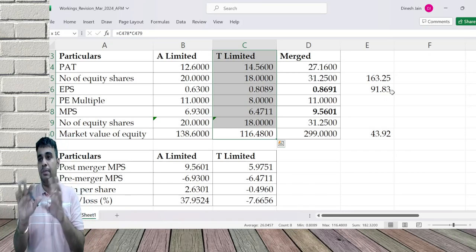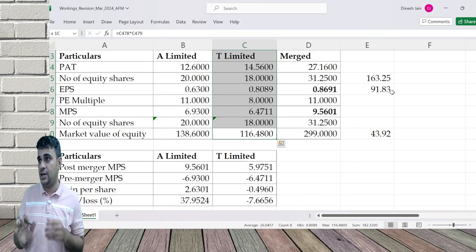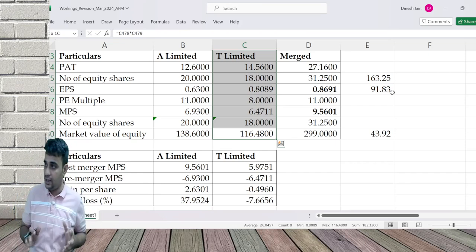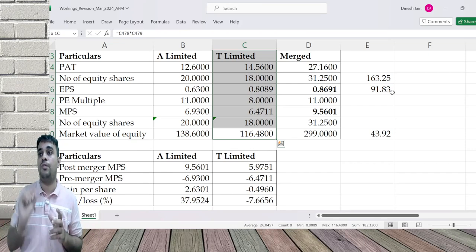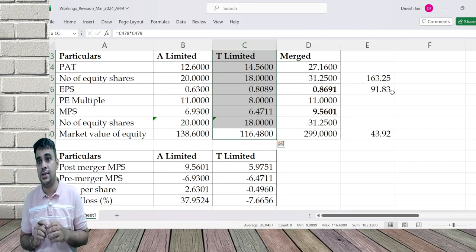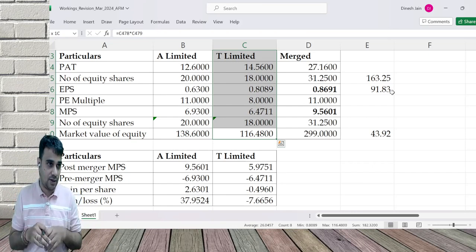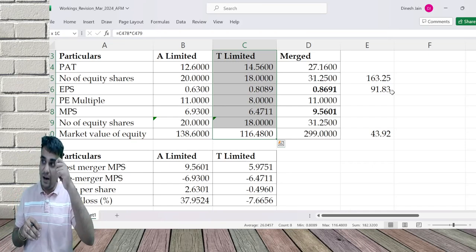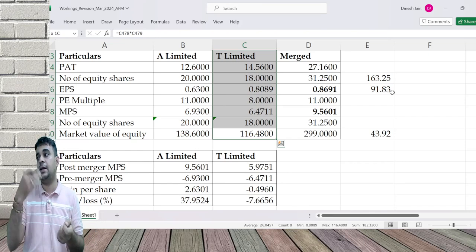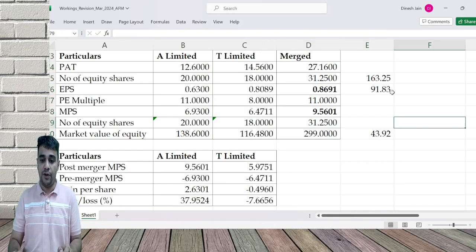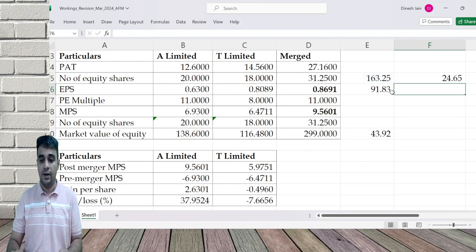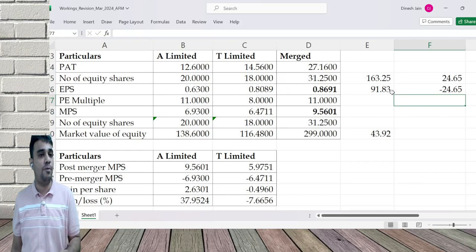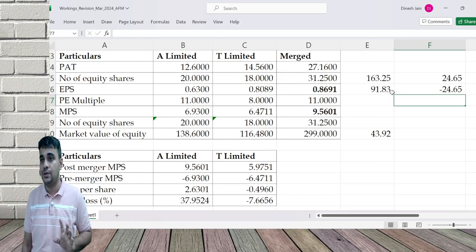Ideally, they should have given a better exchange ratio, but this exchange ratio basically means one party is going to gain, because the value of original shareholders' total gain is zero. Why? Because that's the assumption. So if one party is gaining, the other party has to lose. For example, the first party will gain 163 minus 138.6, the second party will lose 91 minus 116, that is 24.65. One has to gain, the other one has to lose.